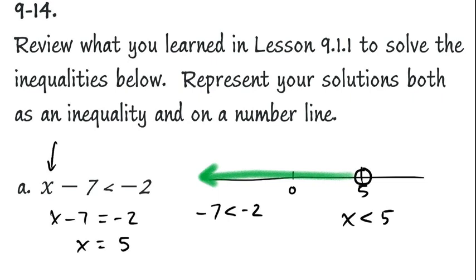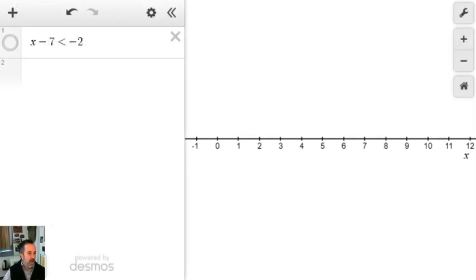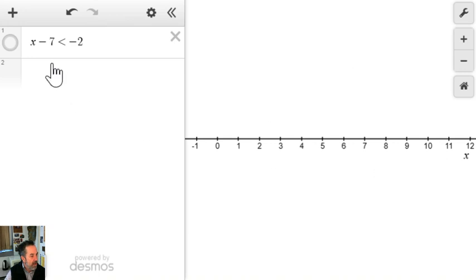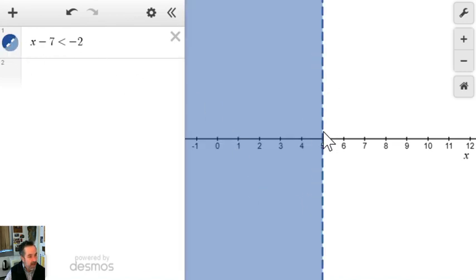Another thing you can do while you're working today, if you want a different view of things, is take a look at things in Desmos. In Desmos, I turned off the y-axis, because I don't need to see that, and I also hid the grid. So this is what it looks like in this setting. We're expecting to see an open boundary at 5, meaning 5 is not included, and everything to the left of that. When I turn this on, it's indicating an open boundary at 5 by using a dashed line, meaning 5 itself is not a solution, but anything to the left of 5 is a solution.